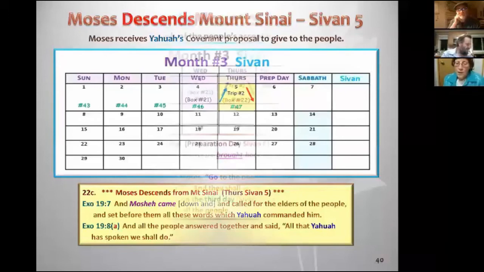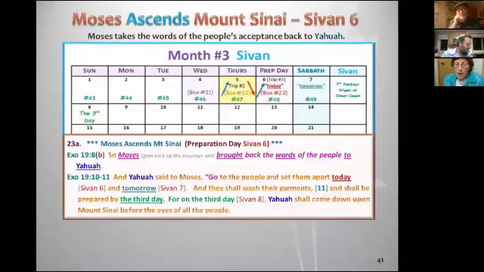Now we're moving ahead to the next verse. He got the message from the people. It says, so Moses brought back the words of the people. That means he had to go back up the mountain right there on the next day. He went back up the mountain to give the words of the people to Yahuwah. Then it says in verses 10 and 11, and Yahuwah said to Moses, go to the people and set them apart today and tomorrow, and they need to wash their garments, and they shall be prepared for the third day.